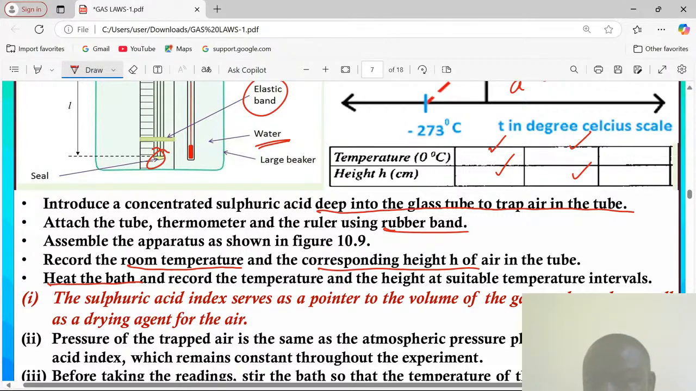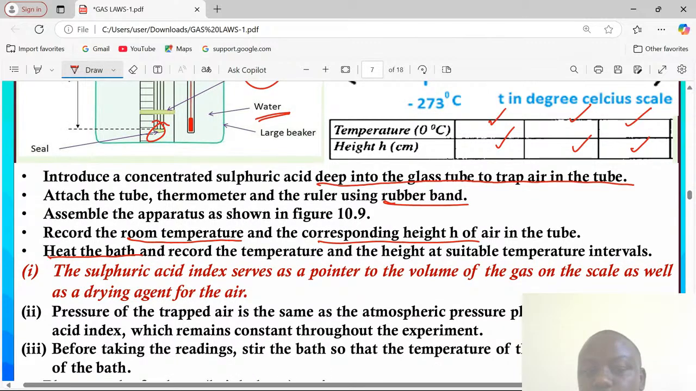You continue heating after a certain interval again. You record the new temperature after heating and the corresponding height of the air column. Like that until you collect sufficient data which can be represented graphically, from which some analysis can be drawn, such that we can make comparisons.